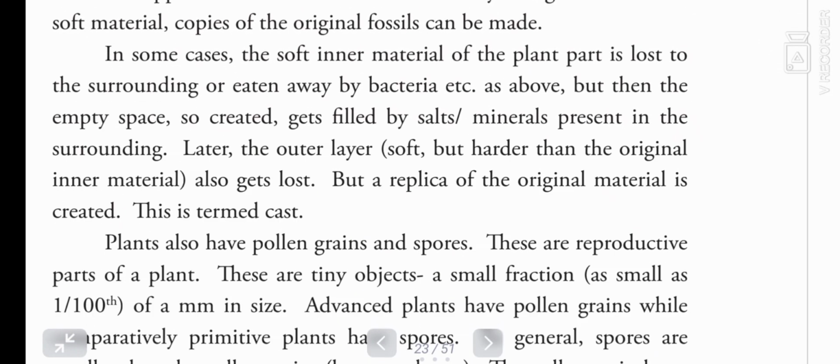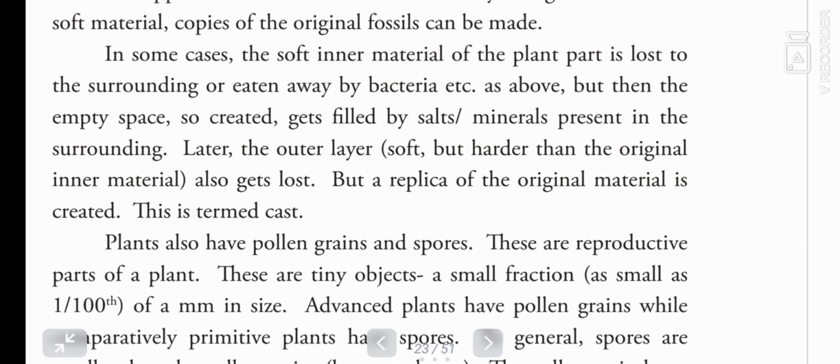In some cases, the soft inner material of the plant part is lost to the surroundings or eaten away by bacteria, etc., as above, but then the empty space so created gets filled by salts or minerals present in the surroundings. Later, the outer layer, softer but harder than the original inner material, also gets lost. But a replica of the original material is created. This is termed as a cast.